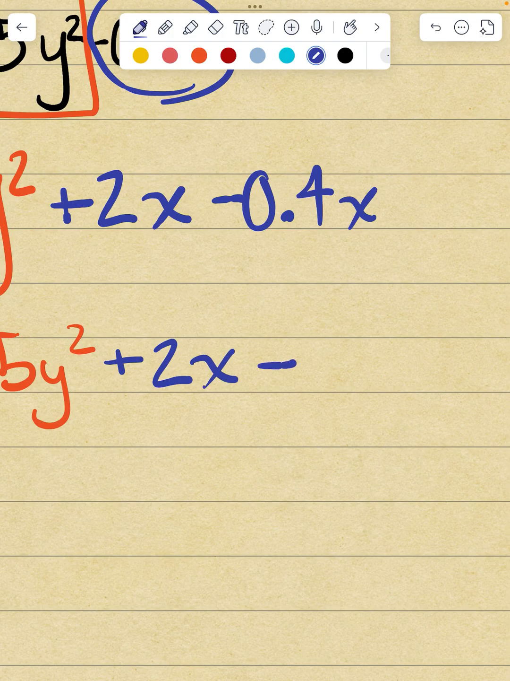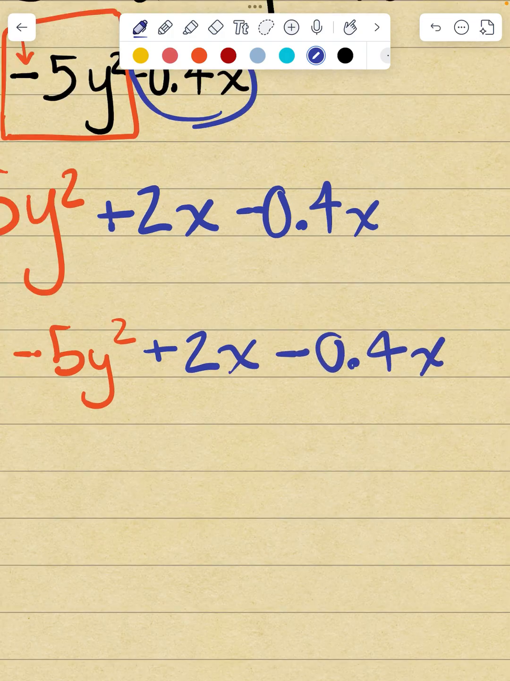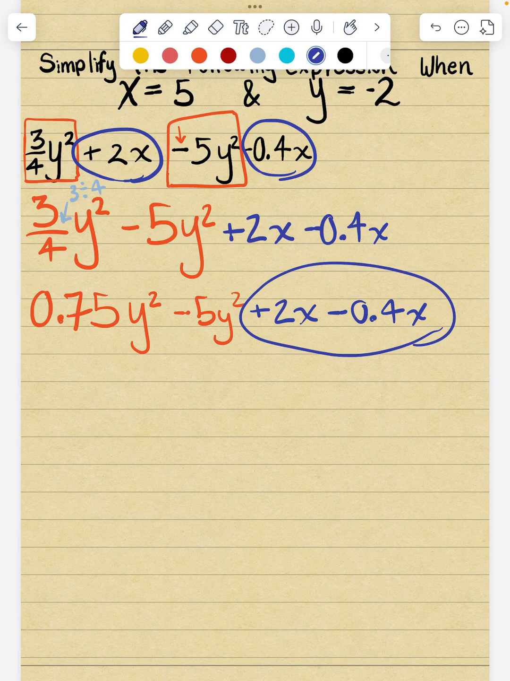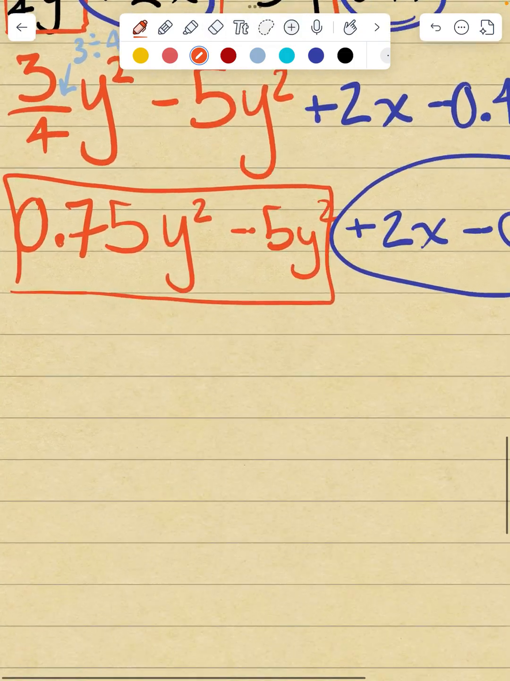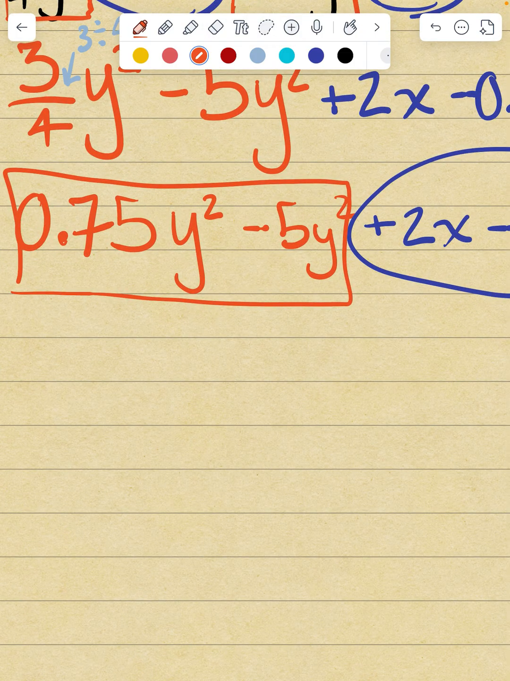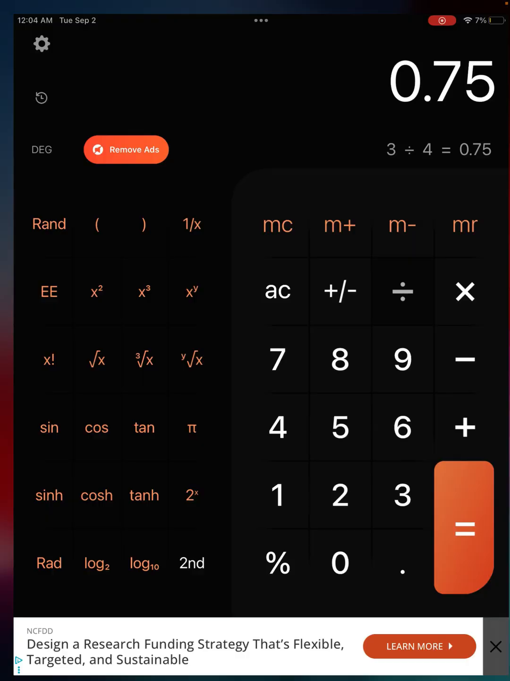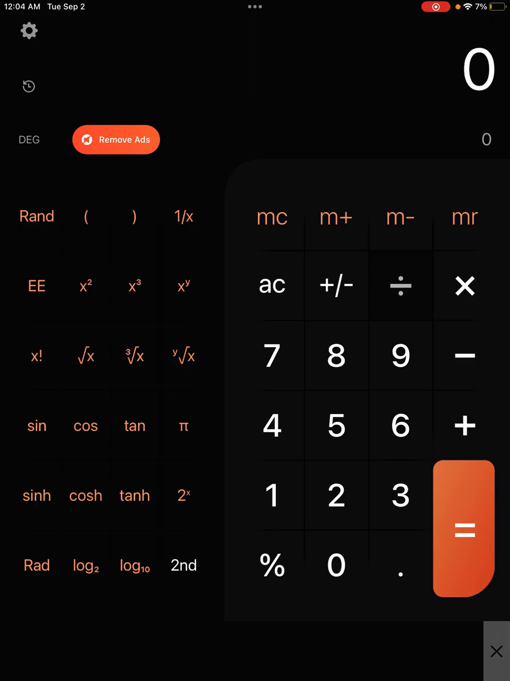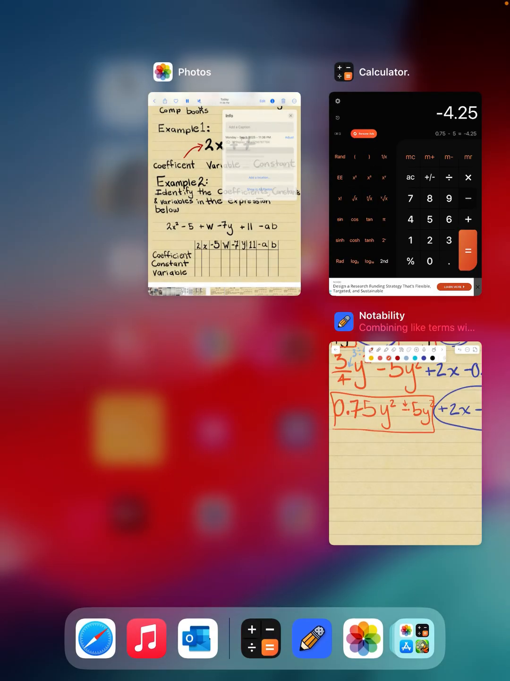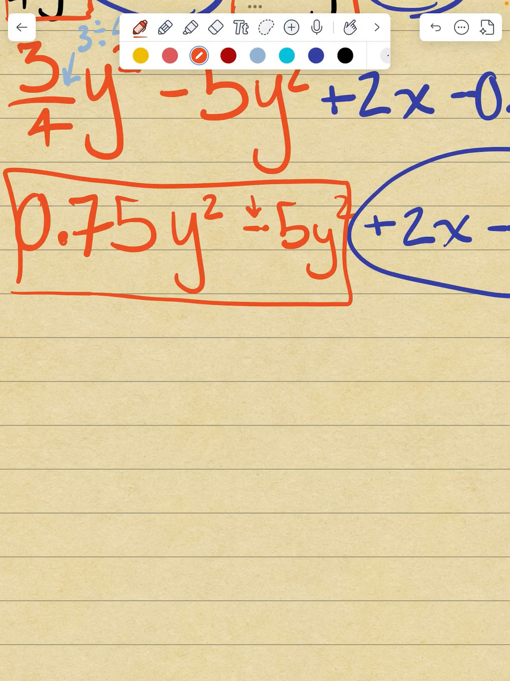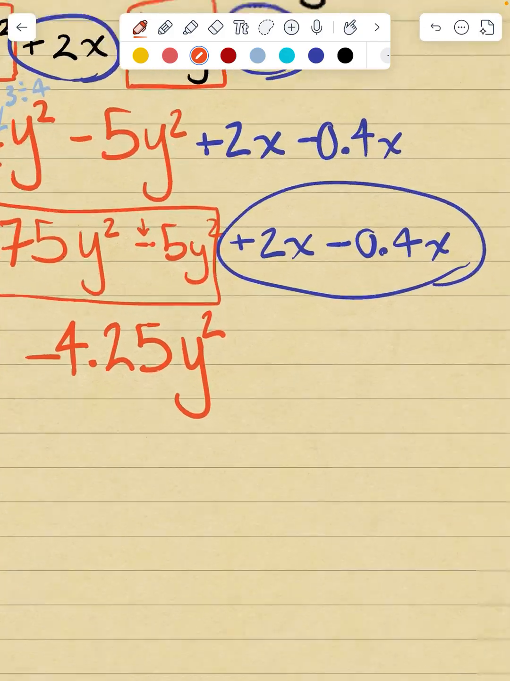plus 2x minus 0.4x. Okay, I'm going to box that in, just so I know everything's together. And now I'm going to add or subtract these. So this is a minus here, so I'm going to do 0.75 minus 5. We get negative 4.25. But don't forget we have to have our y squared.